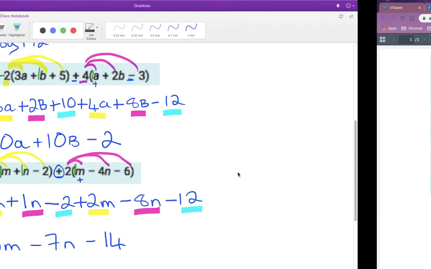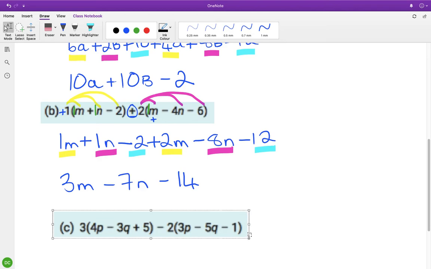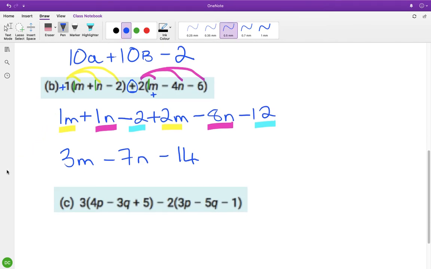Part C here. Alright, so same thing again. The 3 and the 4, 3 by 4 is 12, and the letter is p. This 3 is plus, and this one here is minus, so that's going to be different signs, which is a minus. We have a 3 multiplied by 3, which is 9, and the letter is q. We have a plus, and this one is a plus, so the answer is plus, and 3 by 5 is 15.